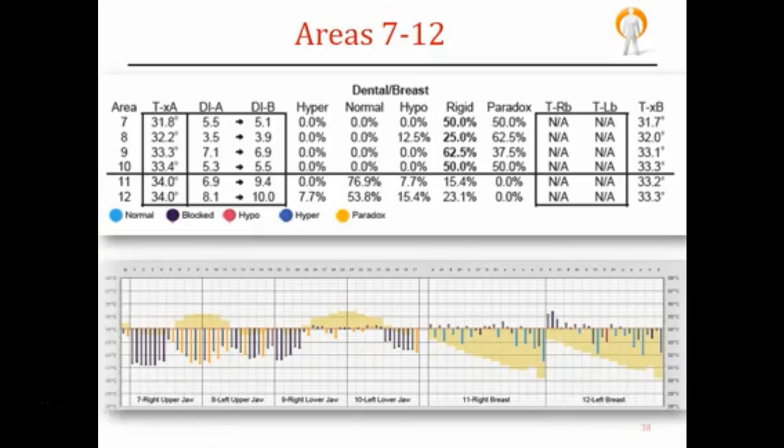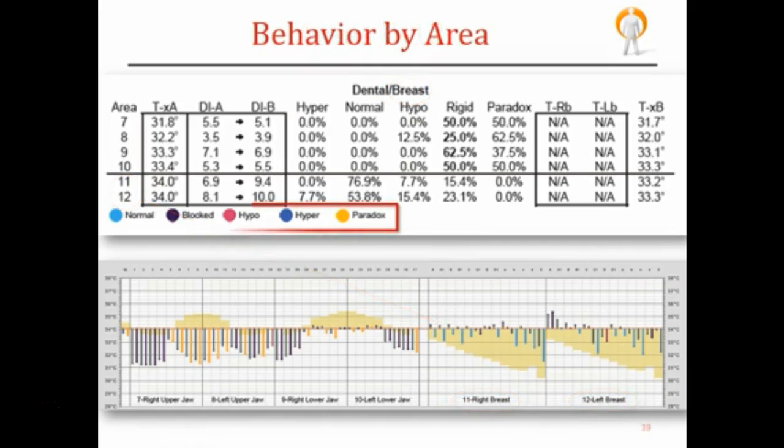Now let's look at the dental and breast table. The dental areas 7, 8, 9, and 10 on the left correspond to the 4 dental quadrants, and the breast areas 11 and 12 correspond to the right and left breast. There's a legend with colors that correspond to point behaviors. All the second readings are colored accordingly.